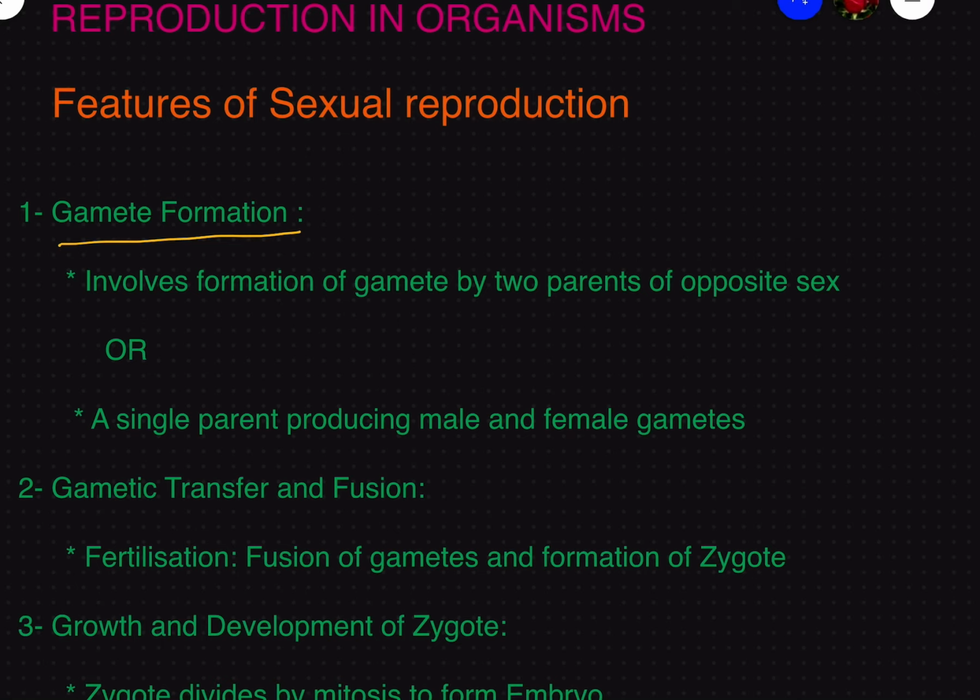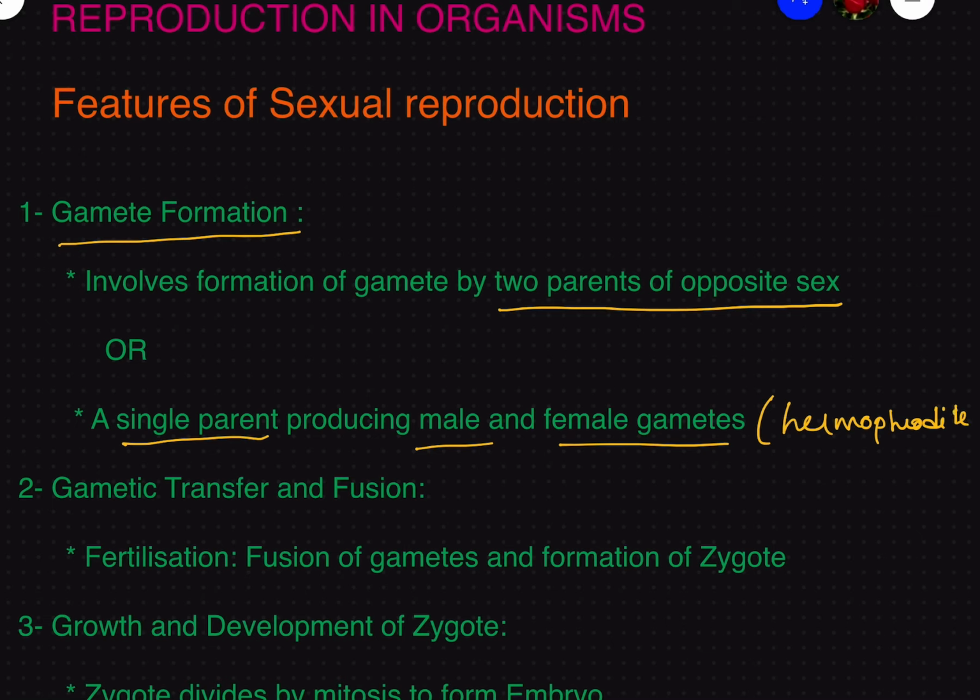So, the gamete can be formed by either two parents belonging to opposite sex or a single parent which can produce both the male and the female gametes. In this case, you are calling this a hermaphrodite for animal or bisexual for plant. So, remember, during sexual reproduction, which involves fusion of two gametes, the male and the female gamete, both the gametes can be produced by two different parents of opposite sex or a single parent which is capable of producing both male and the female gametes. This gamete formation is otherwise called gametogenesis, right?